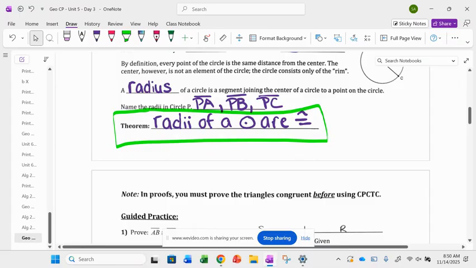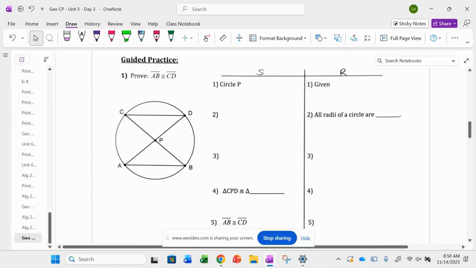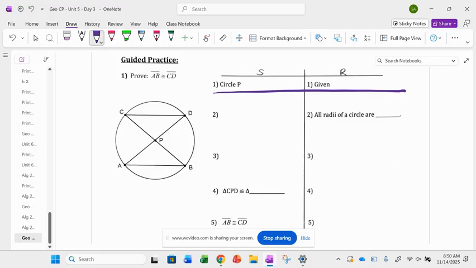No, it could be any order. All right, let's do a proof. So in the given information, I tell you circle P. Anytime I tell you in the given information the circle, I want you somehow to tell me radii are congruent. So because it's circle P, in the next step, let's name all of the radii.